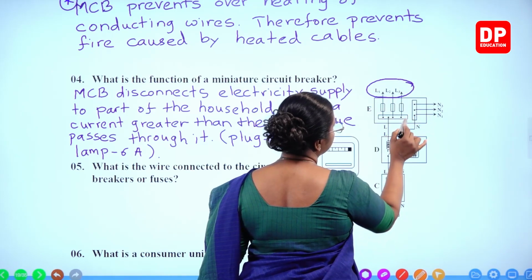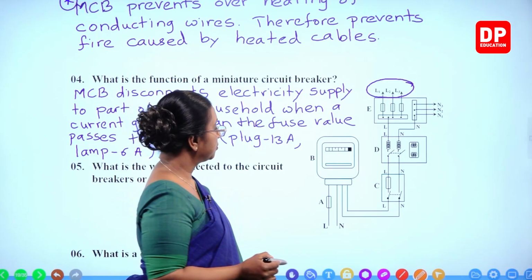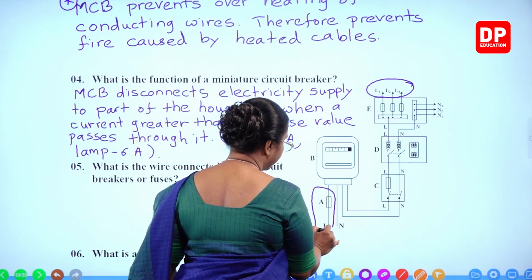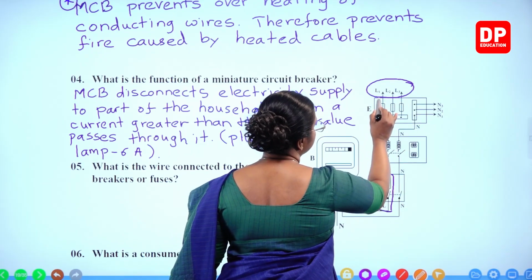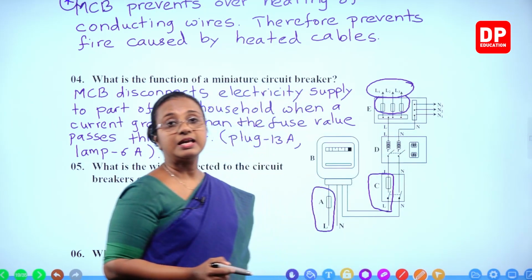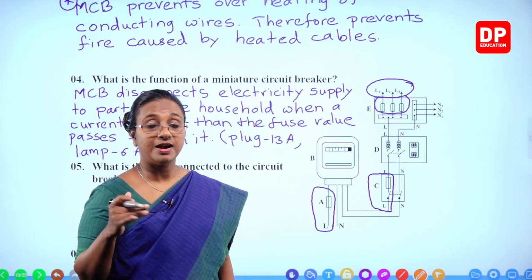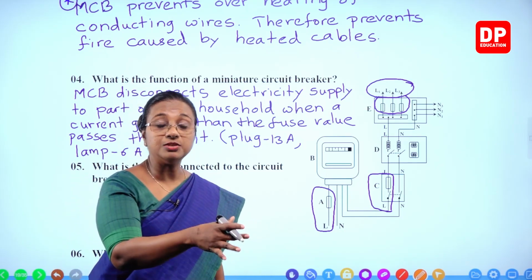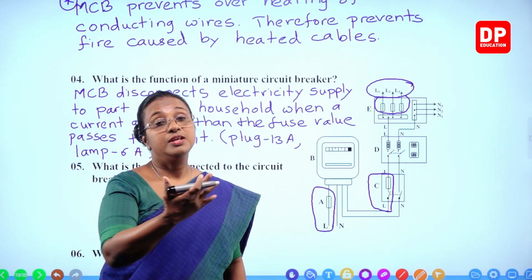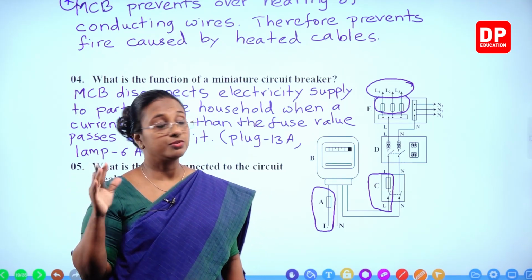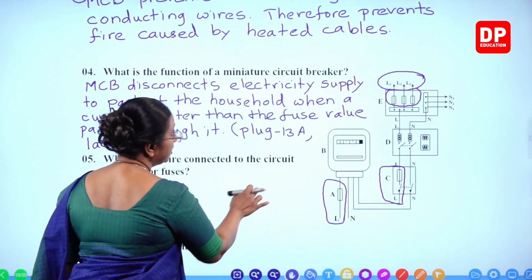All the fuses are connected to the live wire. There is no fuse connected to the neutral wire. So always it is the live wire. Here you can see this component connected to the live wire, and here also the fuses are connected to the live wire. Always circuit breakers or fuses are connected to the live wire because electricity flows into the household or the electrical appliance through the live wire. It flows out through the neutral wire. So the fuse has to be connected to the live wire. I'm sure you all can remember that.